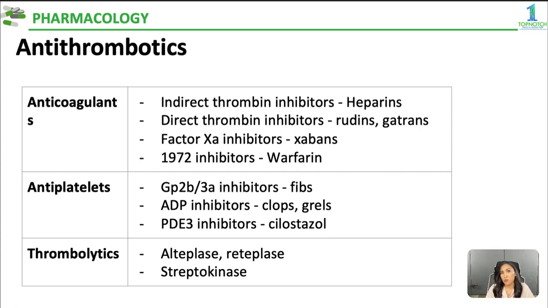And among them, yung hindi kailangan ng routine monitoring is yung mga 10A inhibitors, yung mga xabans. Warfarin kasi, heparin, mga gatran, they require routine monitoring ng mga PT-INR.